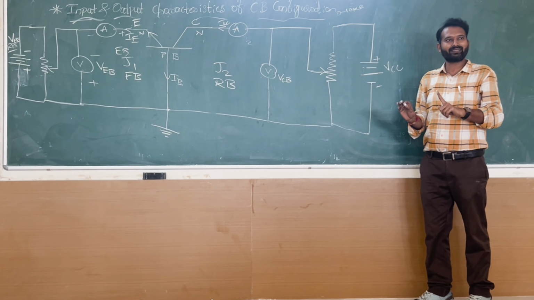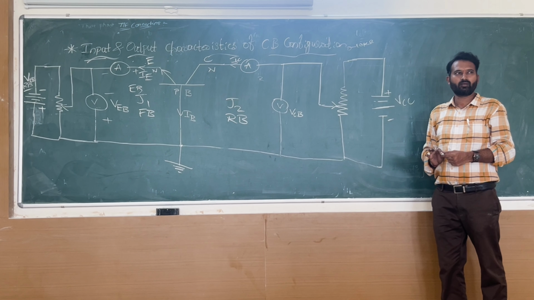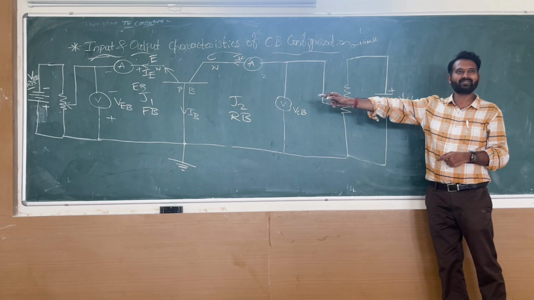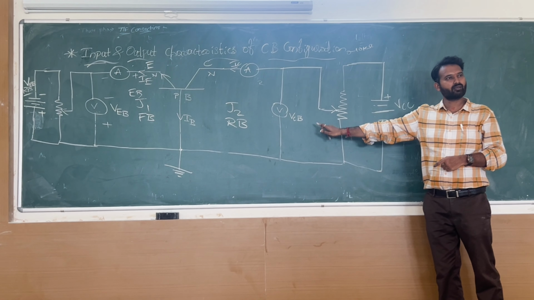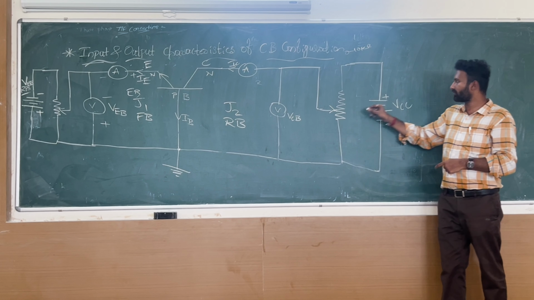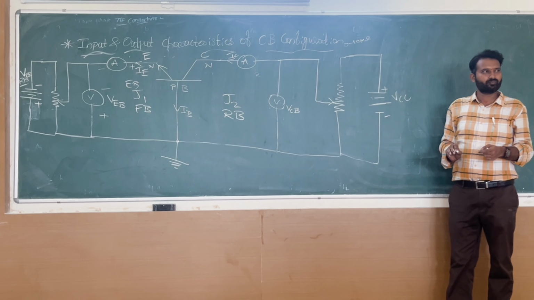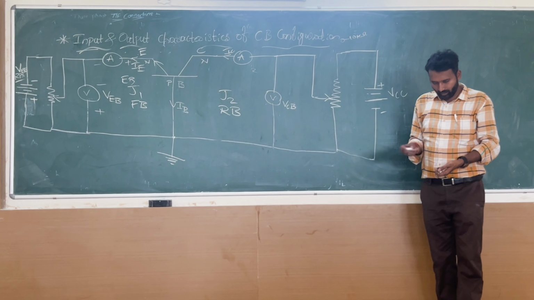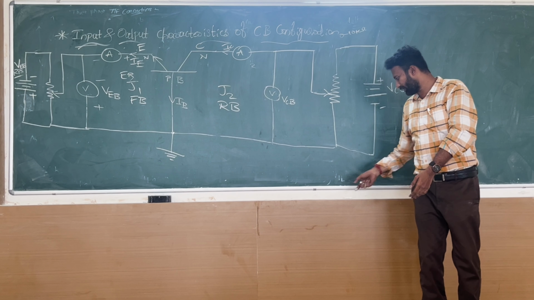No need to buy anything. Understandable? Say sir. Keep in mind, the emitter base junction is always forward bias, the collector base junction is always reverse. Based on that only you are connecting these polarities. Clear? Say sir. Understood? So I hope you have understood completely.